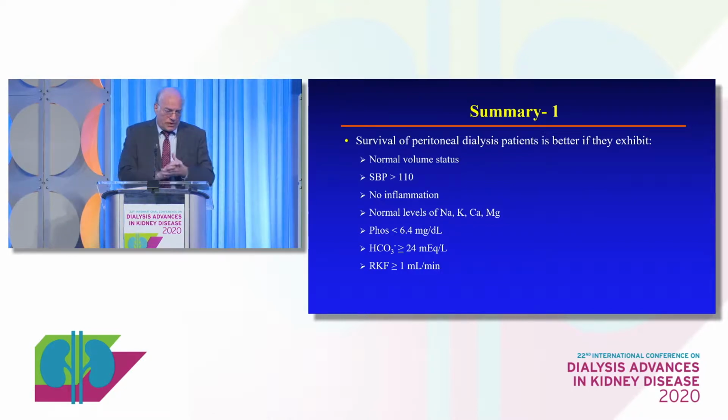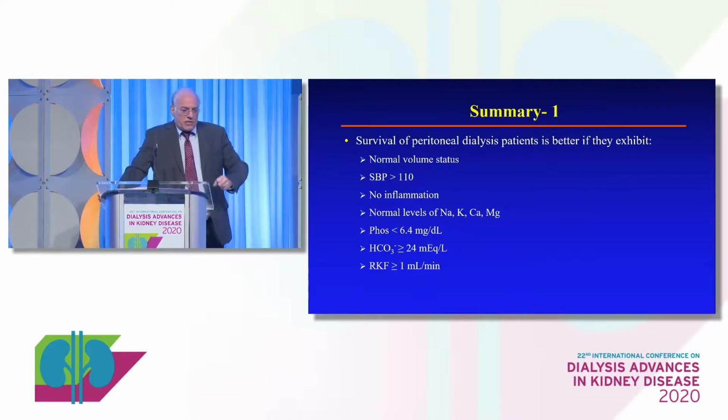So in summary, survival of PD patients is best if they exhibit a normal volume status, a systolic pressure of at least 110, if they're not inflamed, if they have normal levels of sodium, potassium, calcium, magnesium, a phosphate under 6.4, a bicarb of at least 24, and while I didn't show you the data, residual kidney function of at least 1 ml per minute.